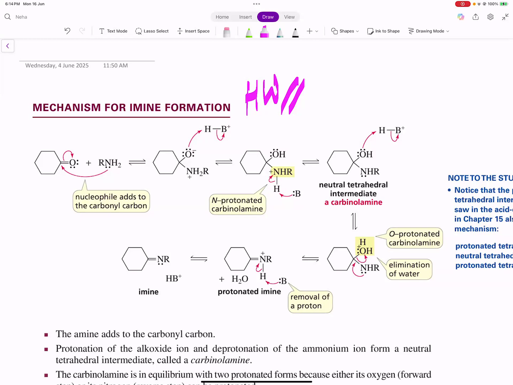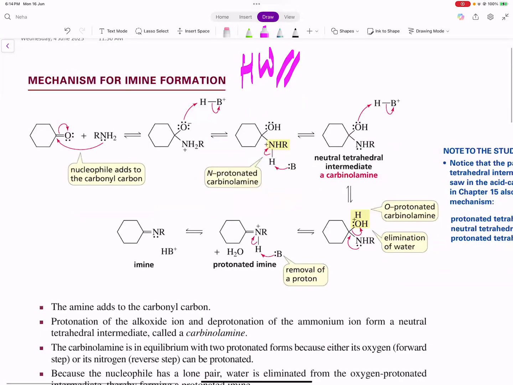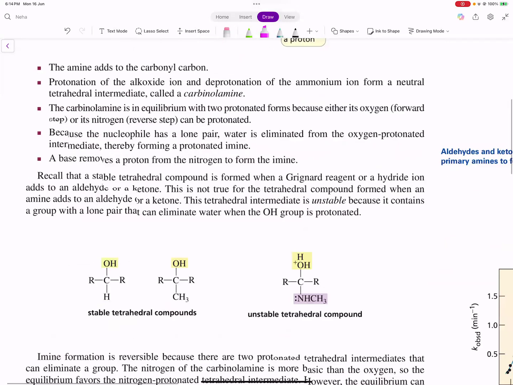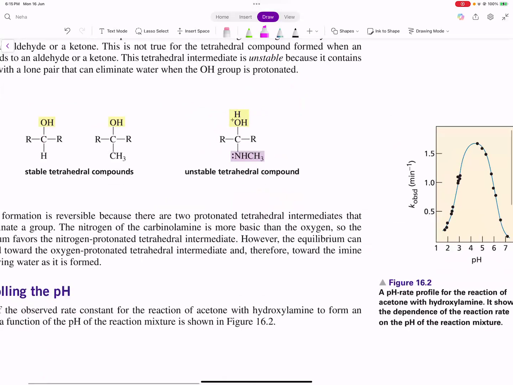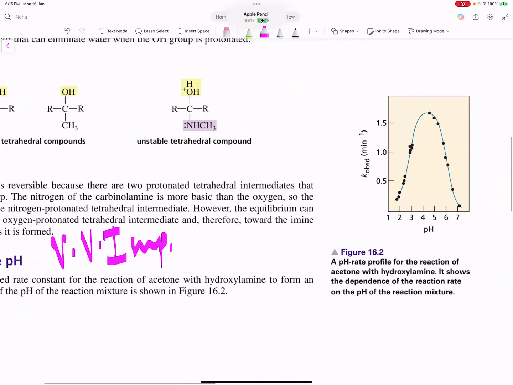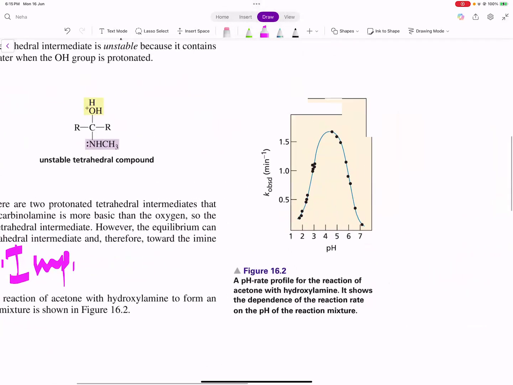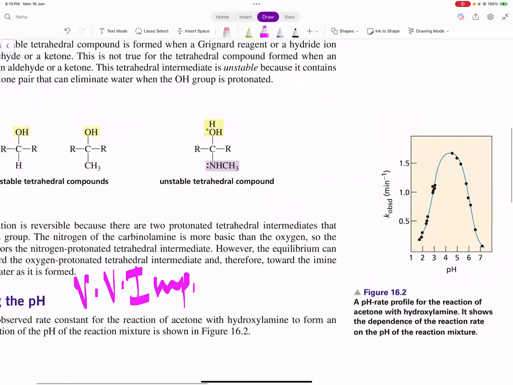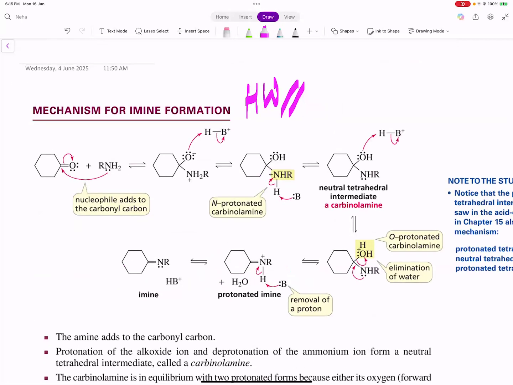We can just remove the water. So that is how it is happening. Now this is very important. We have to control the pH. pH is around 4.5 here. Weakly acidic. Why? Because if we use very strongly acidic conditions, then amines are bases and they will get protonated and then cannot act as a nucleophile.